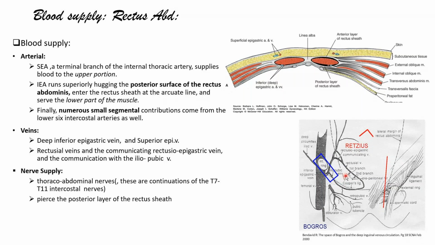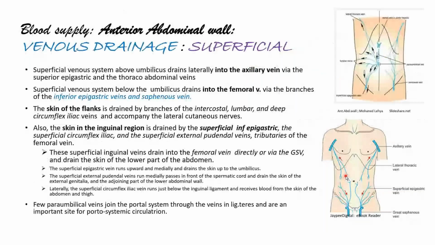The nerve supply comes from the thoraco-abdominal nerves, from T7 to T11, and they pierce the posterior layer of the rectus sheath. Why is this important? We'll tell you in the subsequent slides, right? The venous drainage again is to the superficial system, again the veins representing the superficial epigastric and the inferior epigastric veins.